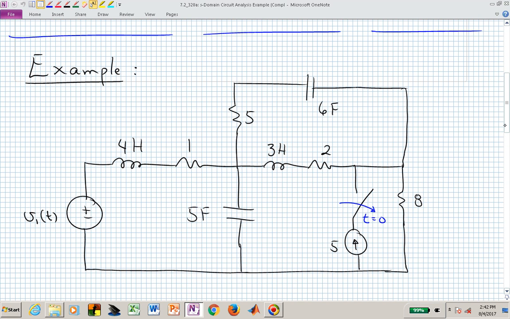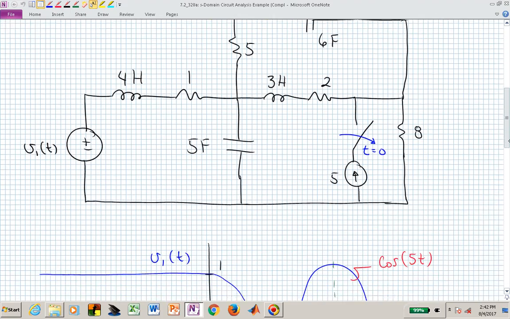Here is the circuit that we want to examine, and in this particular case you can see that we have several energy storage devices. We have 2 inductors and 2 capacitors. We have 4 resistors. We have a couple of sources. The one current source is actually going to open up at time t equal to 0, so that particular current source is establishing or helping to establish the initial conditions.